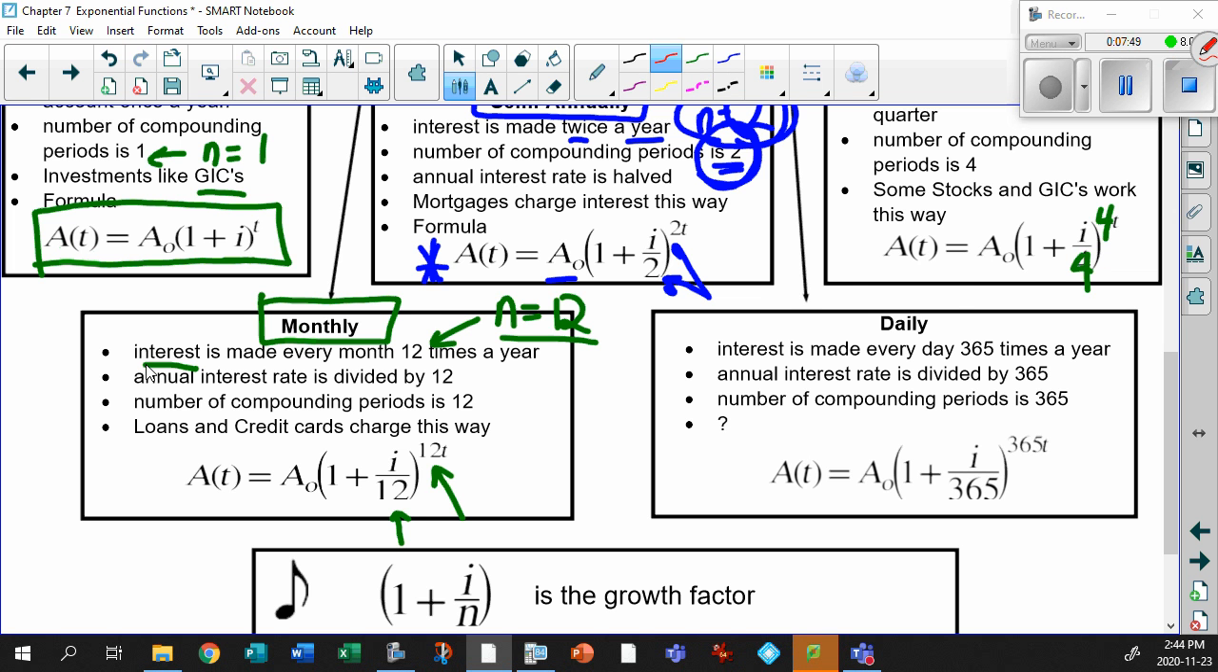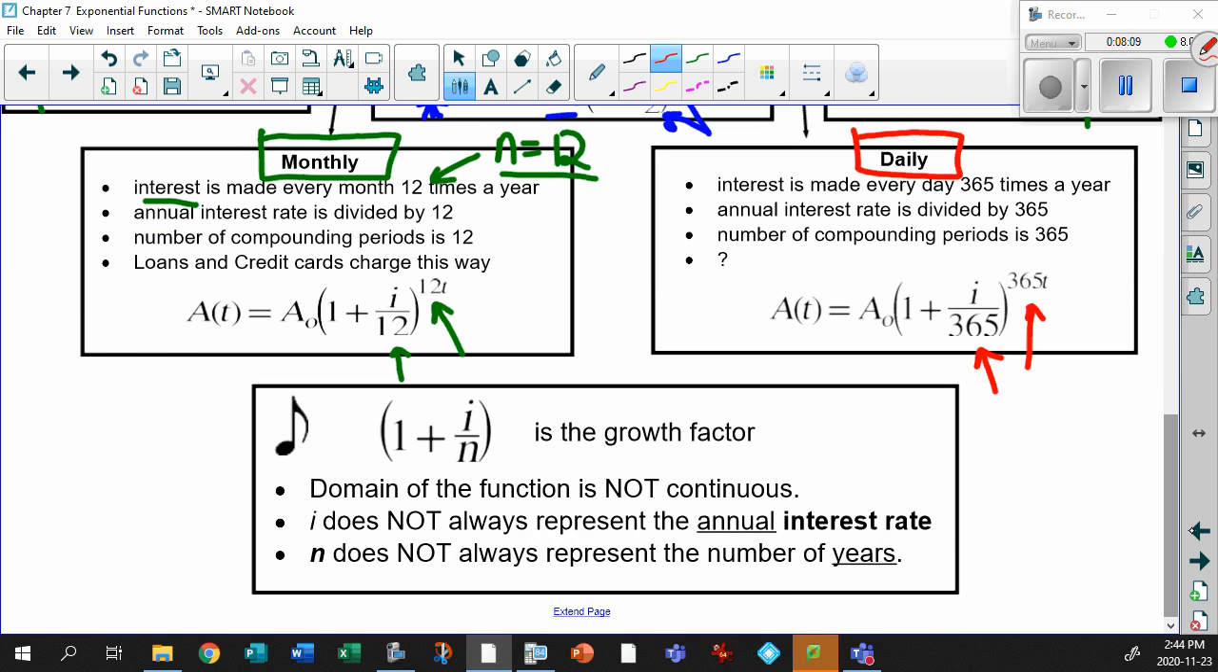But what if you're charged a daily interest? What are you, a loan shark? Oh my goodness, a daily interest would mean 365 compounding periods, and 365 times T, T being how many years you invested. So if you think about it, what you've got to work out on this is this. The essential part is this. This is your growth factor.